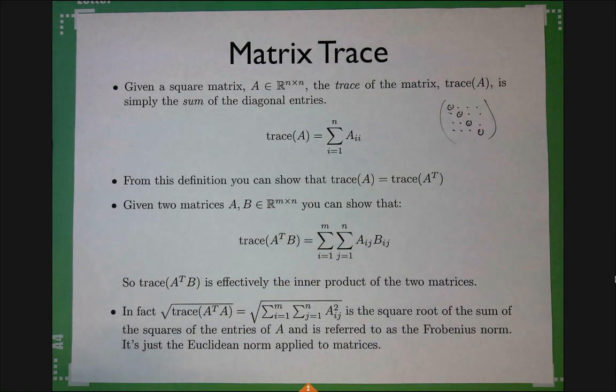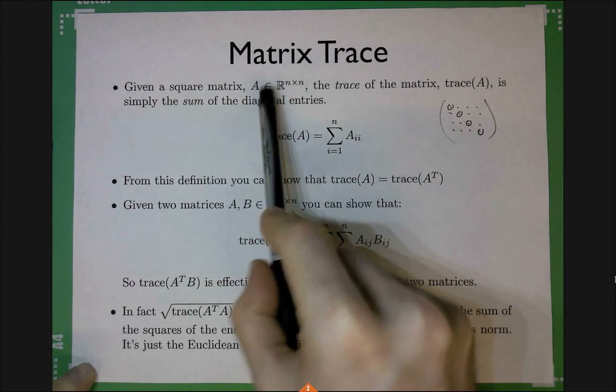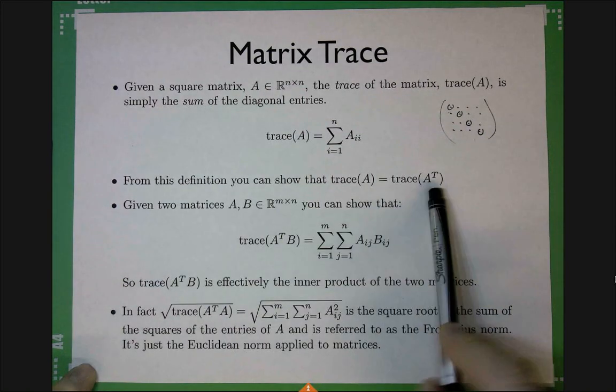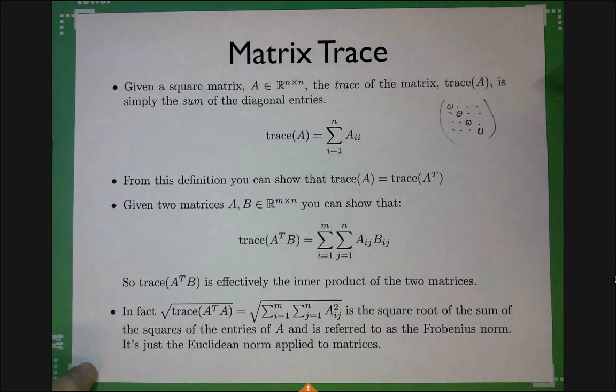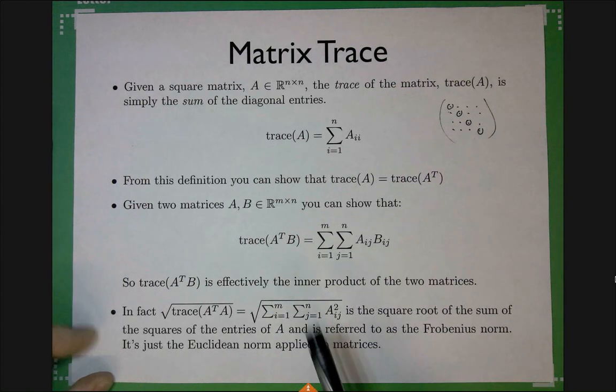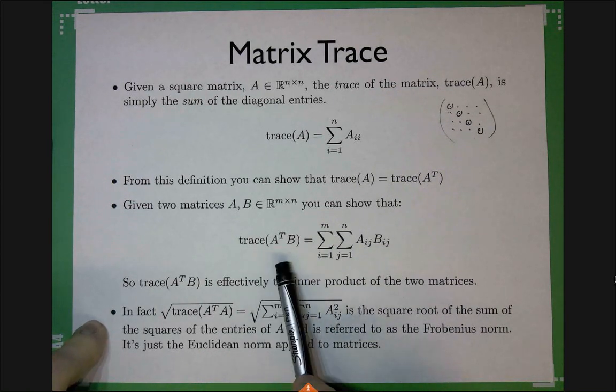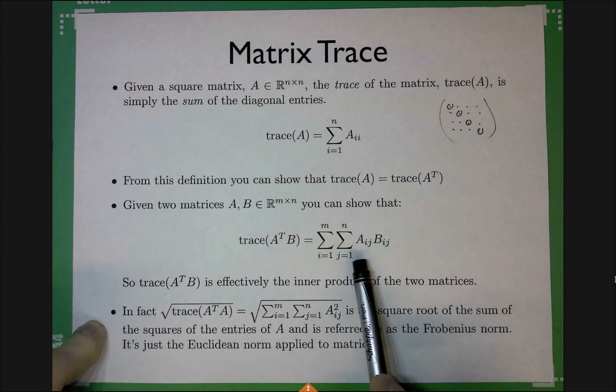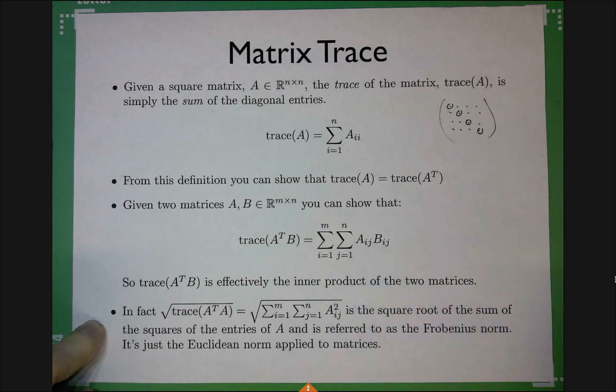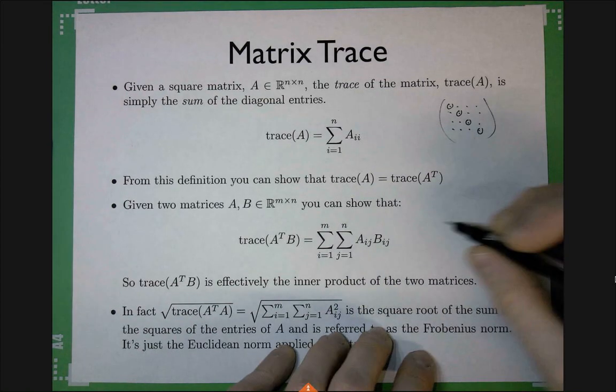But interestingly, it actually has cool properties. Like, obviously, if I transpose it, so that's defined for a square matrix, nothing changes, because the diagonal of a square matrix doesn't change, right? So trace A is trace A transpose. It's a little bit more interesting that trace A transpose B is essentially a dot product of matrices. That probably deserves a little bit more explanation.